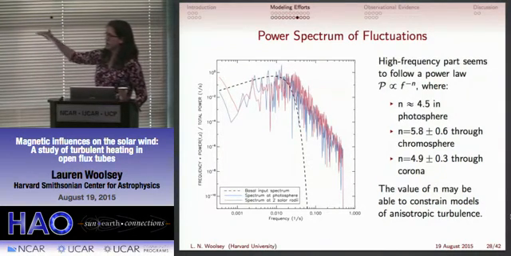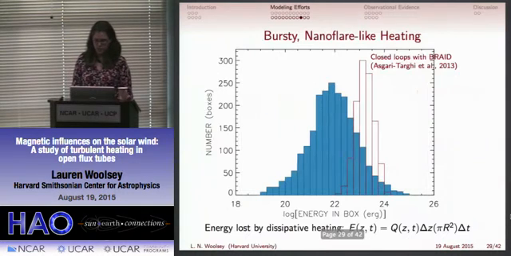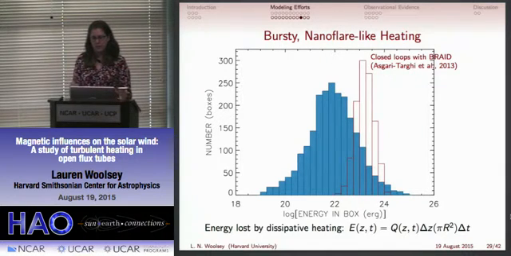And so we show these power law exponents, and we go into this in the paper in more detail, but the value of n may be able to constrain the models of anisotropic turbulence. So that is something that we found very interesting. And back to this bursty heating rate, it's very nanoflare-like in nature.